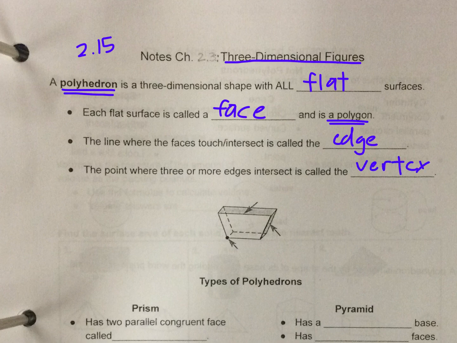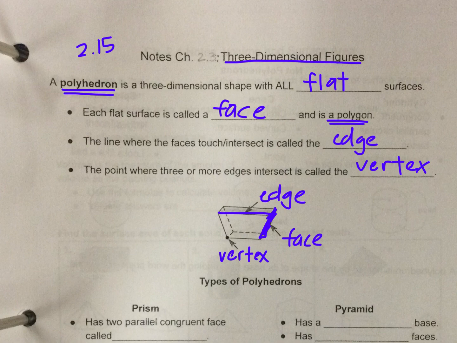So let's look at this figure and label. This corner down here at the bottom is our vertex. This side is talking about that whole colored-in section right there that I just shaded. That's a face. And this one is talking about that line, which is an edge.